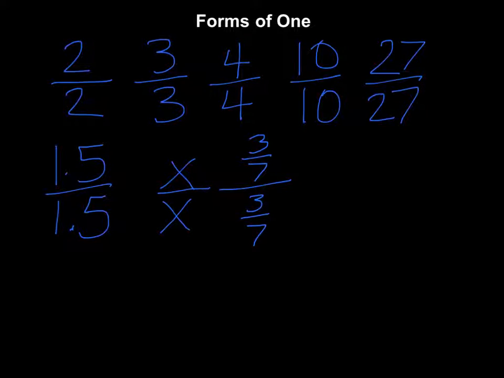The one thing that we need when we create a form of 1 is the numerator to be the same amount as the denominator. The benefit to forms of 1 is that if we multiply or divide by a form of 1, we're going to end up with a product or a quotient that is the same amount as our original number, but looks different from our original number. Let's take a look at some examples.